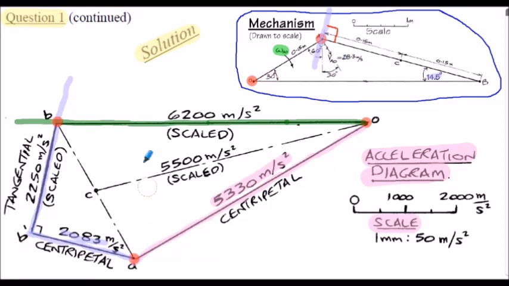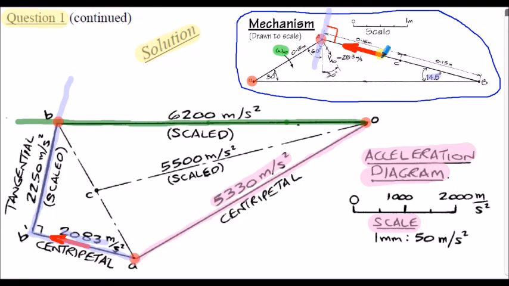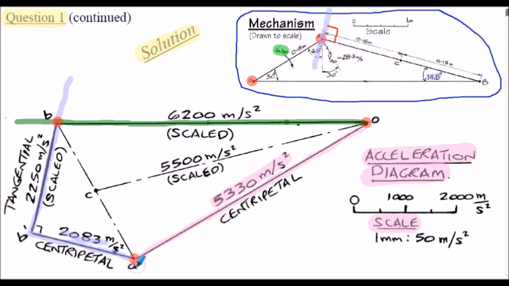So moving around to point A on our diagram, the centripetal acceleration from the connecting rod AB is towards point A. So that will generate this line here on our acceleration diagram. Also added the angle 14.5 degrees here, again purely for reference.